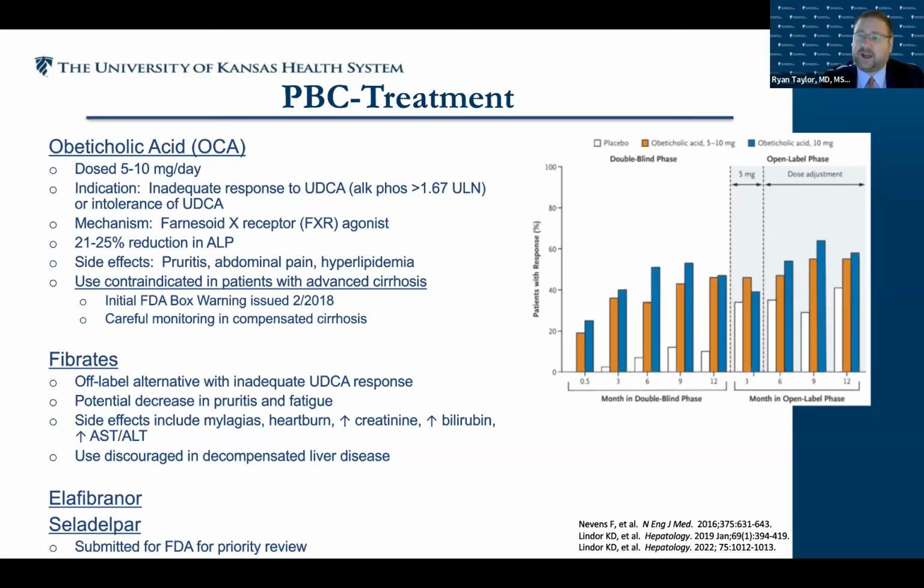Fibrates have also been studied and utilized more in Europe than in the United States. They have the advantage of being inexpensive, but they are not FDA approved for ursodiol, and the use is discouraged in decompensated liver disease. And then we have two other new products that are being evaluated by the FDA and hope to get some positive information from that later this year with use of elafibranor and seladelpar, and that will be forthcoming here in the future. Next slide.